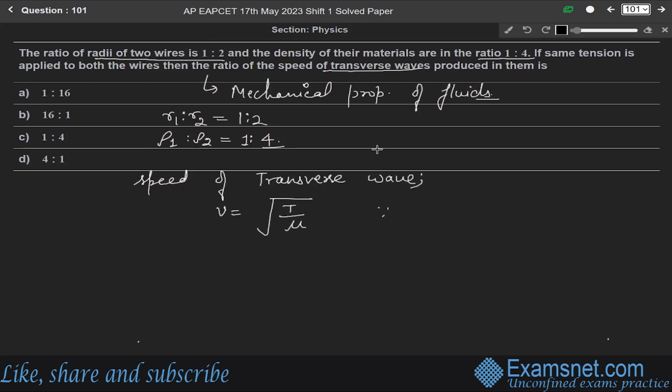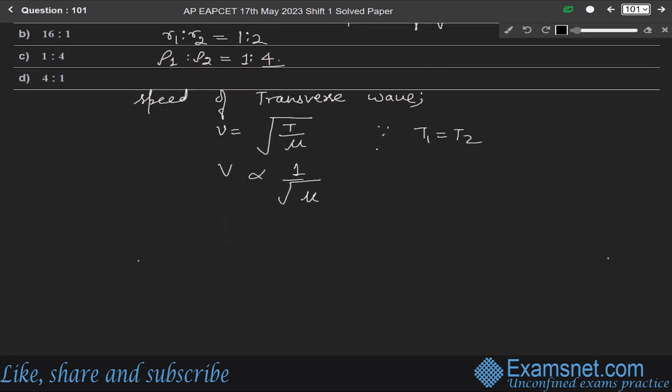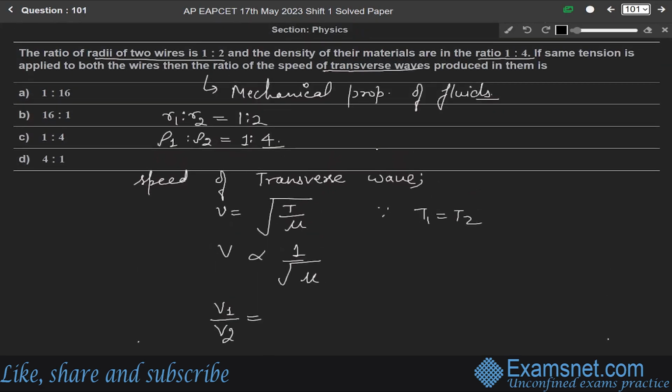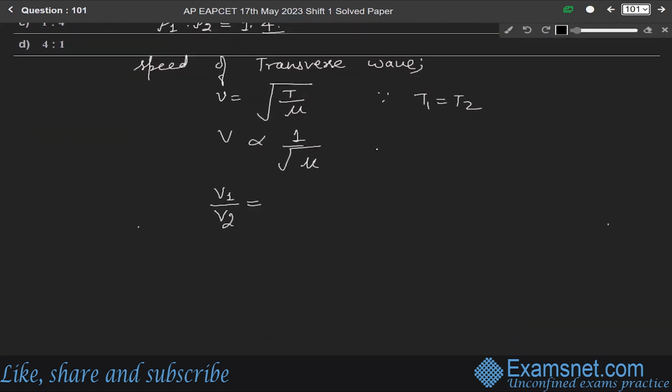Since the tension is the same, T1 is equal to T2. So V is directly proportional to 1 over under root of mu. Now V1 over V2, the ratio of the speed of transverse waves according to the question, will be equal to under root of mu2 over mu1.